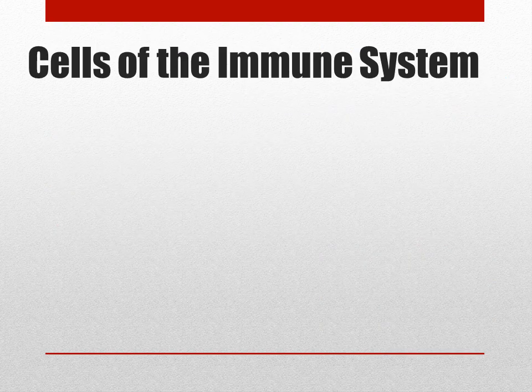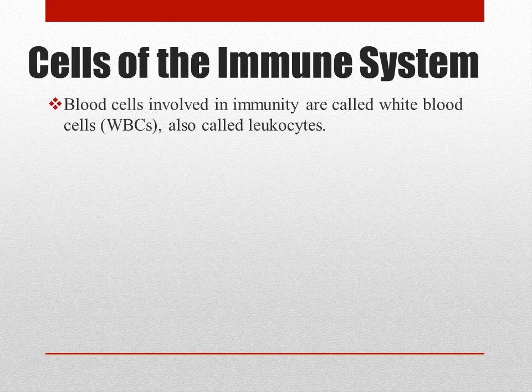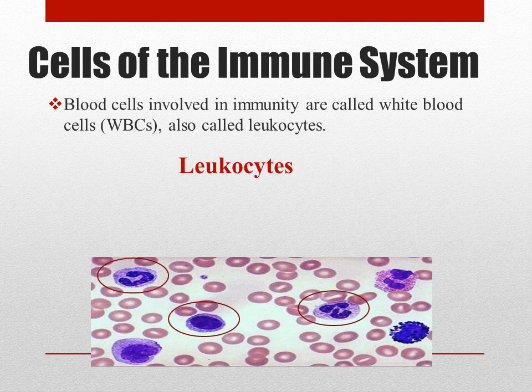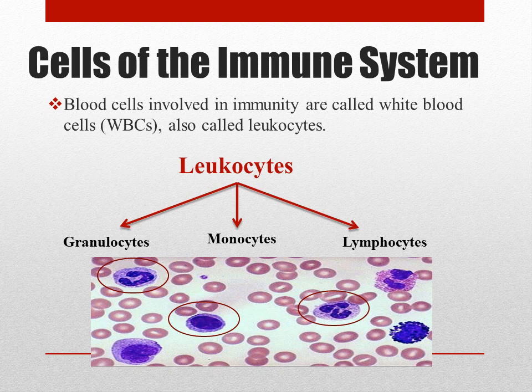In order to study the mechanism of action of the immune system, we must study the characteristics of the cells involved in the immune response. Cells involved in immunity are called white blood cells or WBCs and have another name, which is leukocytes. Leukocytes are of three types: granulocytes, monocytes, and lymphocytes.